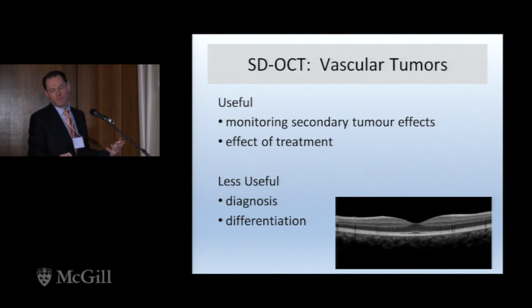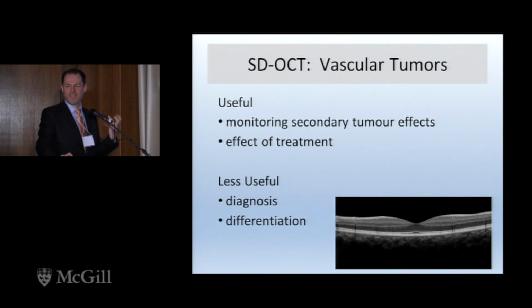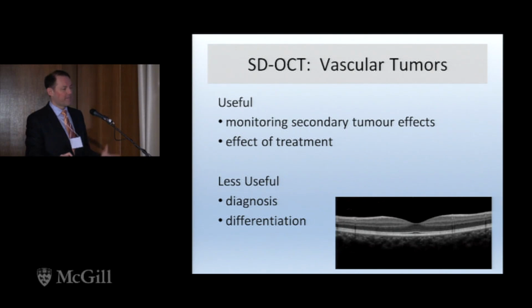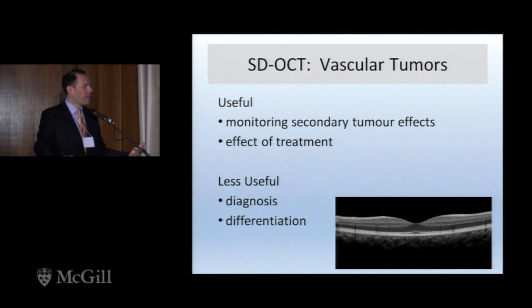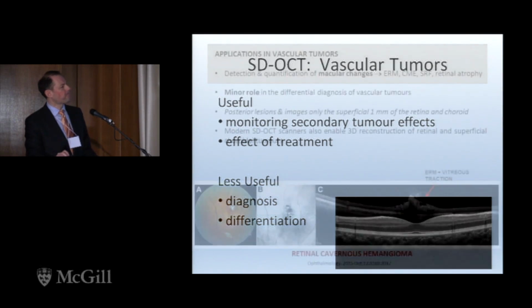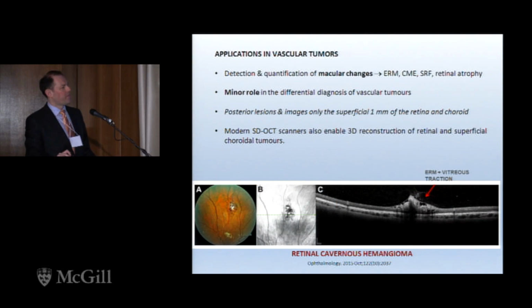So how is spectral domain useful in vascular tumors? Well, it's really not that useful in the diagnosis of the tumor, and it's not that useful in the differentiation of the type of vascular tumor that it is. What it's useful for is monitoring the secondary effects of the tumor. So if that tumor is exudative in nature and causing subretinal fluid or cystoid macular edema or an epiretinal membrane, this is where spectral domain OCT is at its most useful. And it can also show us another way of monitoring the effect of treatment on these eyes. So as I mentioned, it's really for detection and quantification of macular changes, with a minor role in the differentiation of vascular tumors.